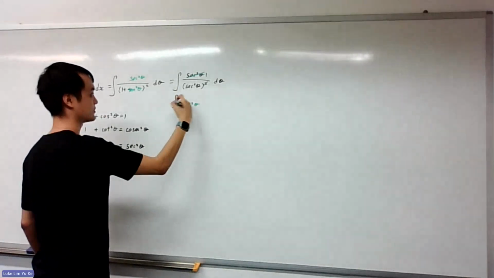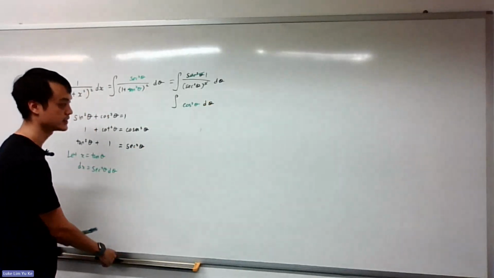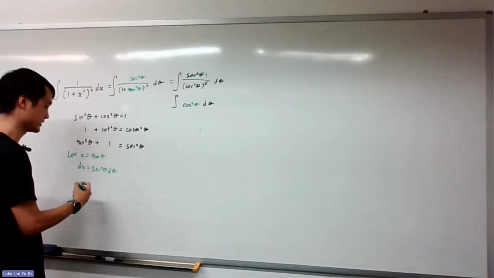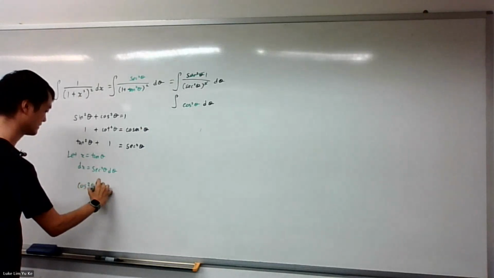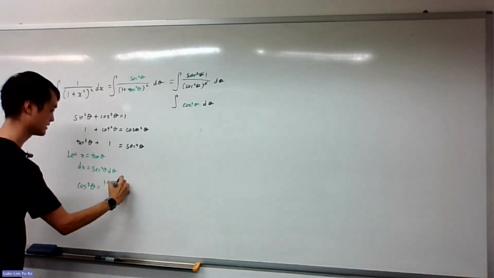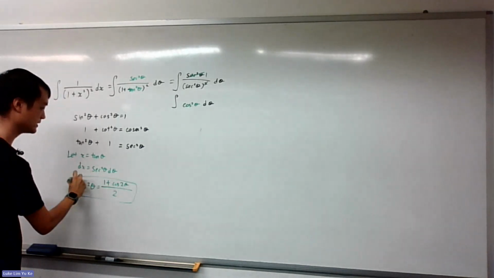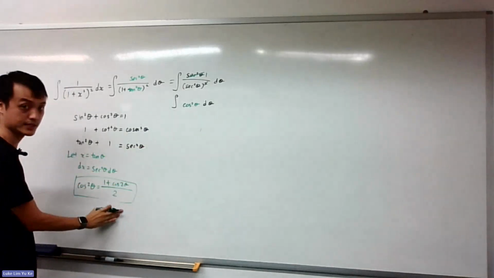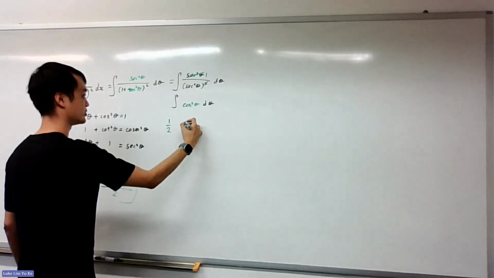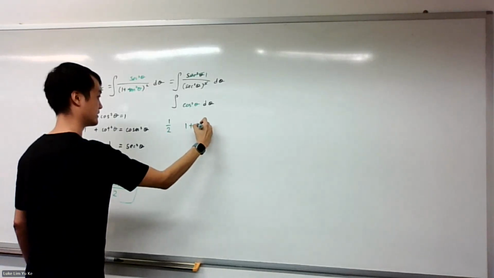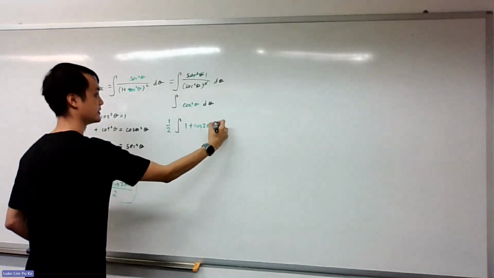So the integration doesn't change. We just integrate this. To integrate cosine squared, we can reduce the power, and the formula that we can use over here is that cosine squared theta equals 1 plus cos 2 theta over 2. We'll just apply this formula and replace the cosine squared theta with this form, and the integration will remain the same.